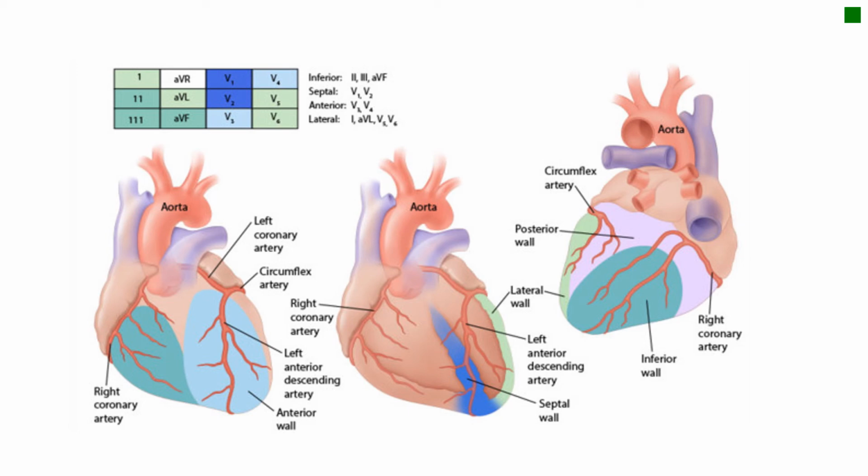So this is a diagram of the coronary arteries. Here you've got basically the inferior leads relate to the right coronary artery. Anterior wall relates to the left anterior descending artery. That's V1 to V4. The lateral wall corresponds to leads 1, V5, and V6, and that more relates to this area over here, the lateral wall, and that's more the circumflex artery.